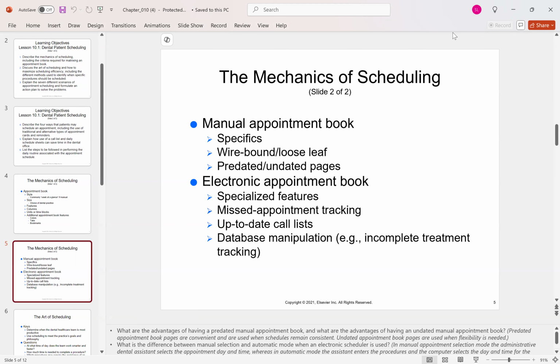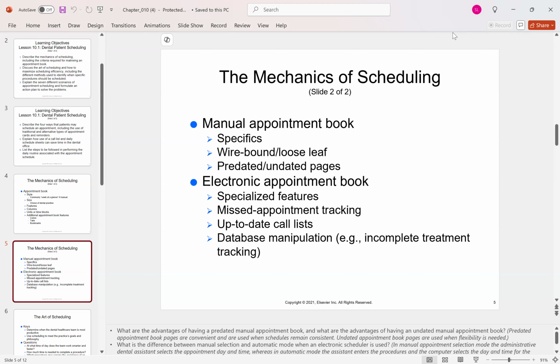With our electronic appointment book, we get the use of specialized features. So we can look at missed appointment tracking. We can tell for each specific patient if they've missed appointments in the past and how many times. We also can look at an up to date call list, or we like to call it an ASAP list. So these are patients who are willing to come in when we have cancellations. And we can do some other database manipulation. So we can run reports where we're looking at patients who have incomplete treatment, or maybe even patients who haven't used all of their dental insurance for the year.